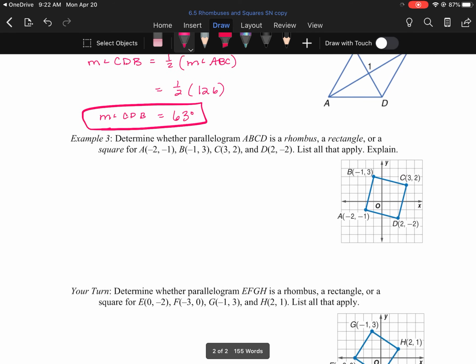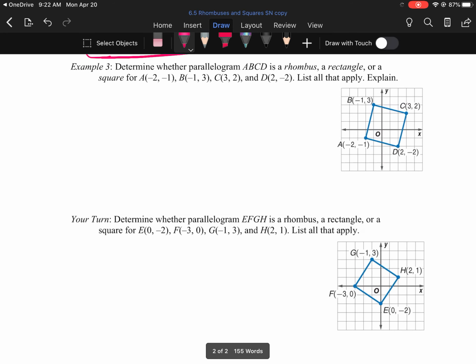All right, and now you guys know that anytime they put a shape on a coordinate plane, we are about to have a ton of fun. So it says determine whether parallelogram ABCD is a rhombus, a rectangle, or a square. They gave us all 4 vertices, and we have to list all that apply. So there's a lot going on here that we need to look at.